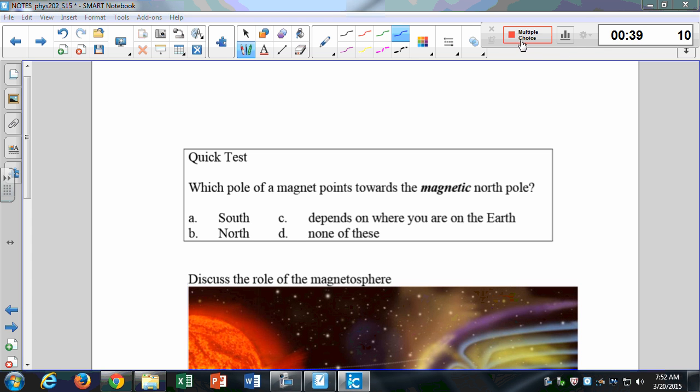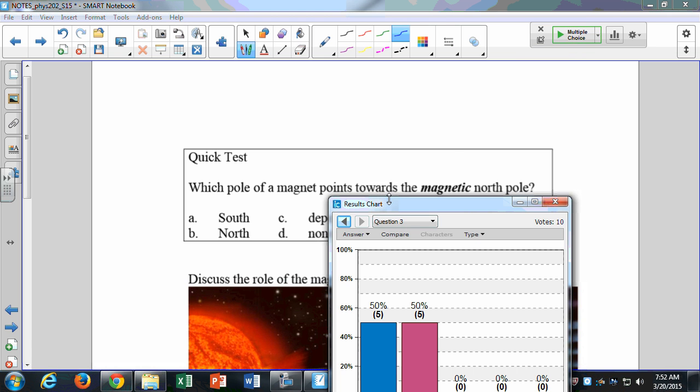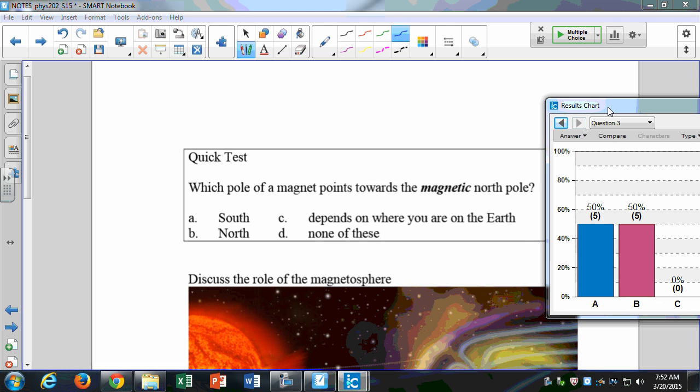All right, let's see, just a few more seconds. All right, let's see. The magnetic north pole is attracted to the south pole.